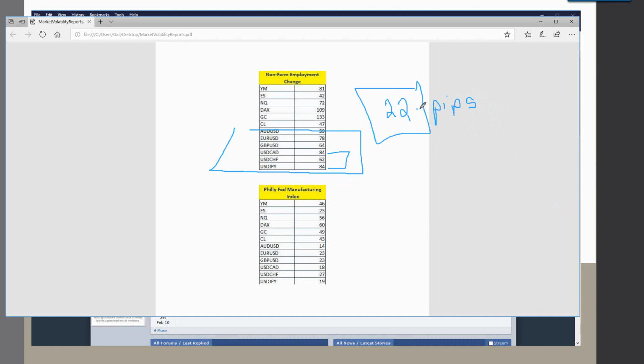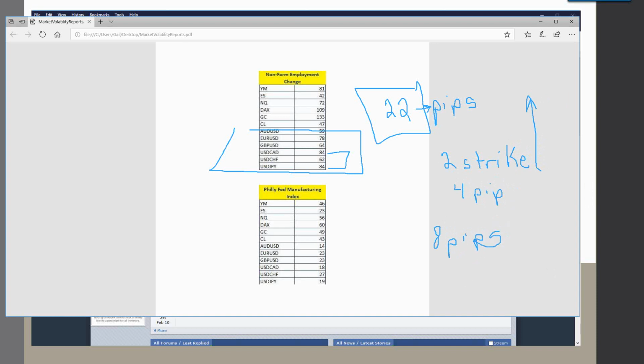If I can expect a 22 pip move, and I know from experience I need it to move 2 strikes in my direction, that's above where I'm at, I want it to go above my strike, 2 strikes. On the USD JPY, that is 4 pips per strike. So that means I need it to go 8 pips above my strike.